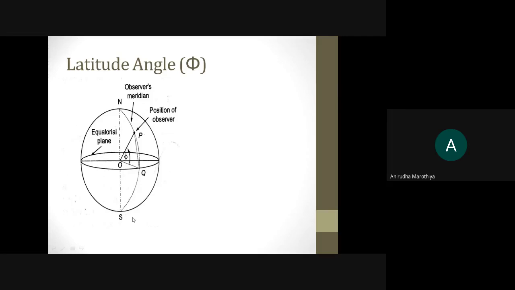So from this diagram, it is very clear that the angle between line OP and OQ is nothing but latitude angle phi. And in technical terms, if you want to define it, it is nothing but the angle between the radial line joining the position of observer with respect to the center of Earth and its projection on the Earth equatorial plane.